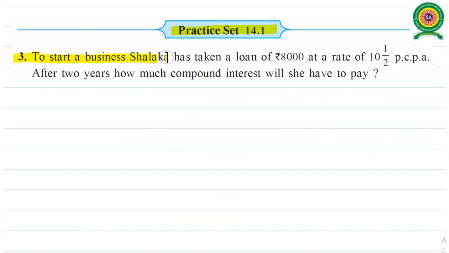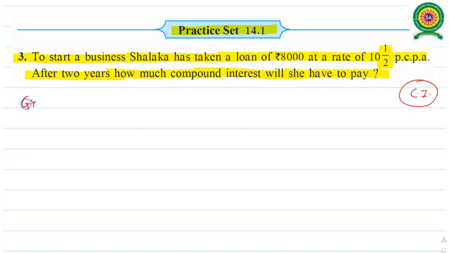Now look at practice set 14.1, question number 3. To start a business, Shalaka has taken a loan of rupees 8,000 at a rate of 10 1/2% per annum. After 2 years, how much compound interest will she have to pay? Here we have to evaluate the compound interest, that is, the amount of interest at the end of the 2 years.